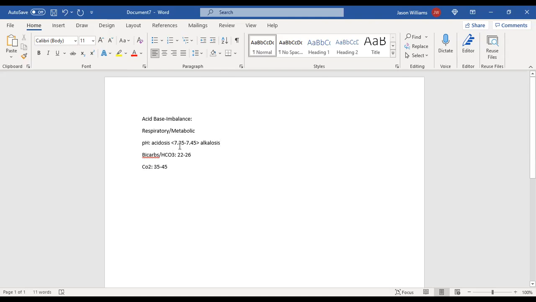A pH that is less than 7.35 is an indication of acidosis. A pH that is greater than 7.45 is considered alkalosis. However, the normal range for the body pH is 7.35 to 7.45, and that is considered neutral, where everything is neutral. But below 7.35, the patient is experiencing acidosis. Above 7.45, the patient is experiencing alkalosis.